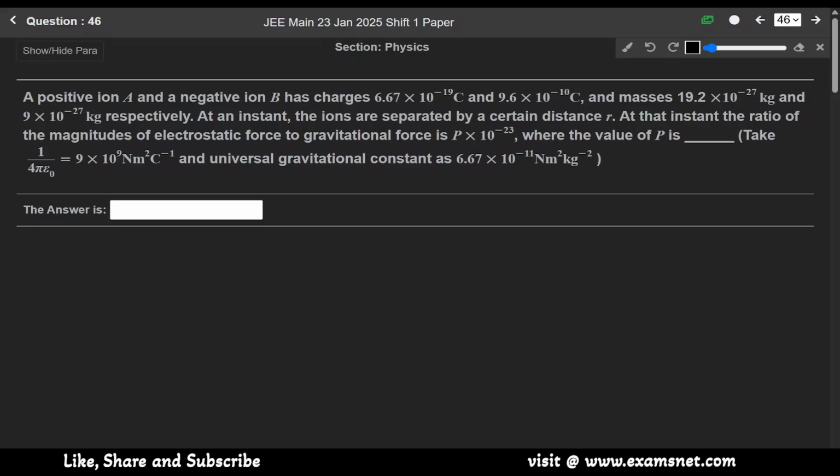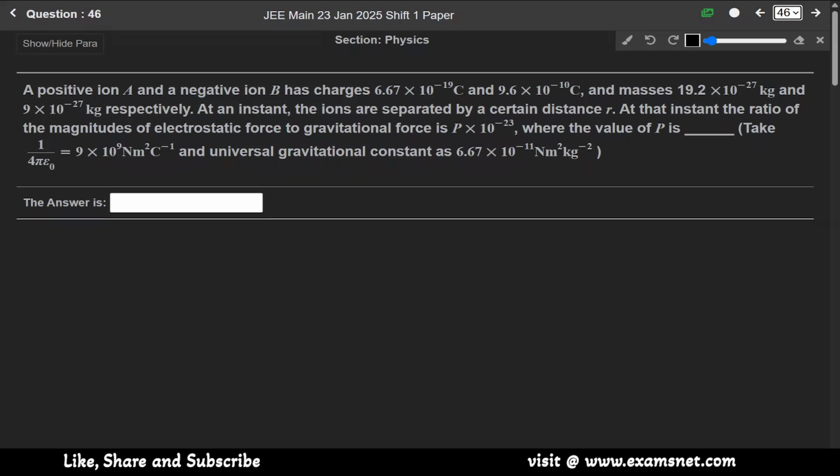Now next question 46. A positive ion A and a negative ion B have charges 6.67 into 10 to the power minus 19 coulomb and 9.6 into 10 to the power minus 10 coulomb, and masses 19.2 into 10 to the power minus 27 kg and 9 into 10 to the power minus 27 kg respectively. At an instant, the ions are separated by a certain distance. Let us say this is positive ion A, negative ion B, and they are separated by a certain distance r.